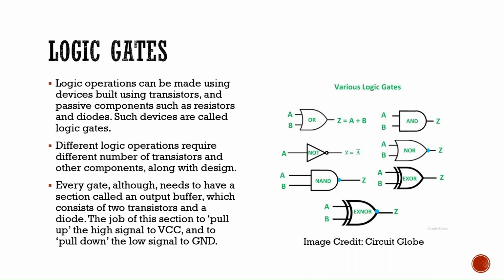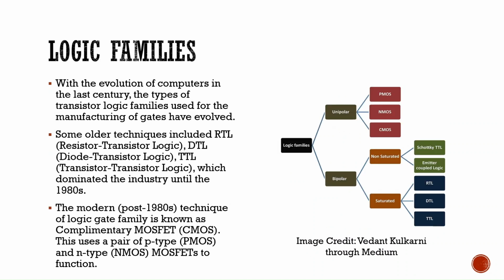Logic operations can be made using devices built using transistors and passive components such as resistors and diodes. Such devices are called logic gates. Different logic operations require a different number of transistors and other components along with design. Every gate also needs to have a section called an output buffer, which consists of two transistors and a diode. The job of this section is to pull up the high signal to VCC and to pull down the low signal to ground. So let us take a look at the logic families.